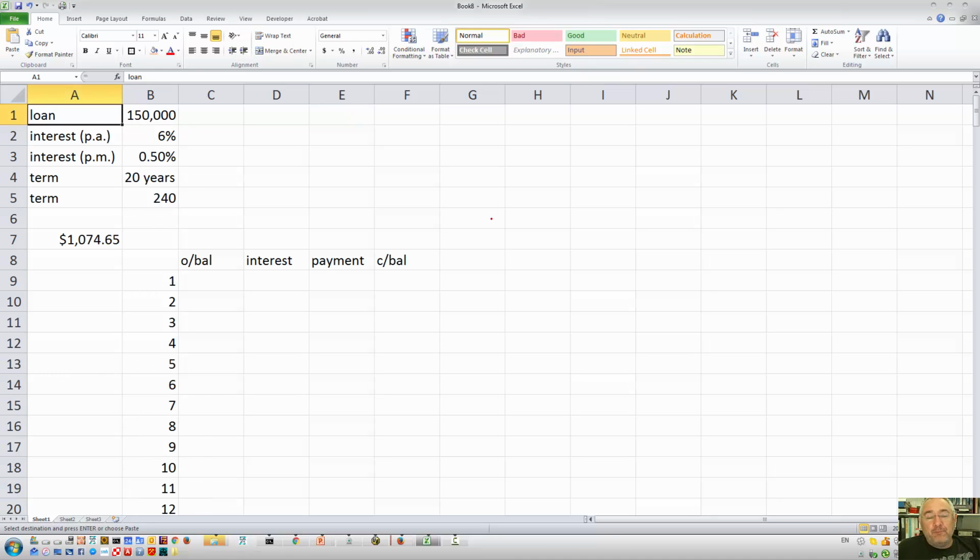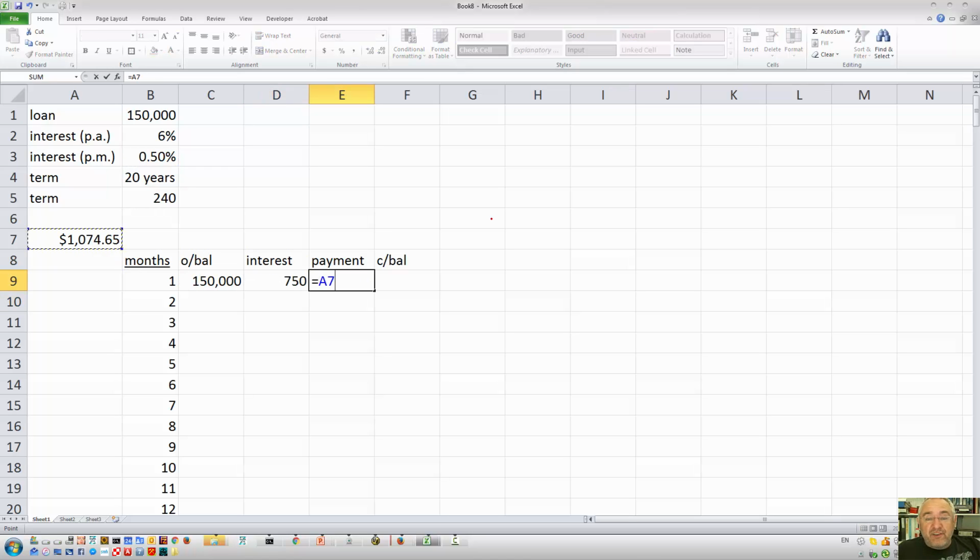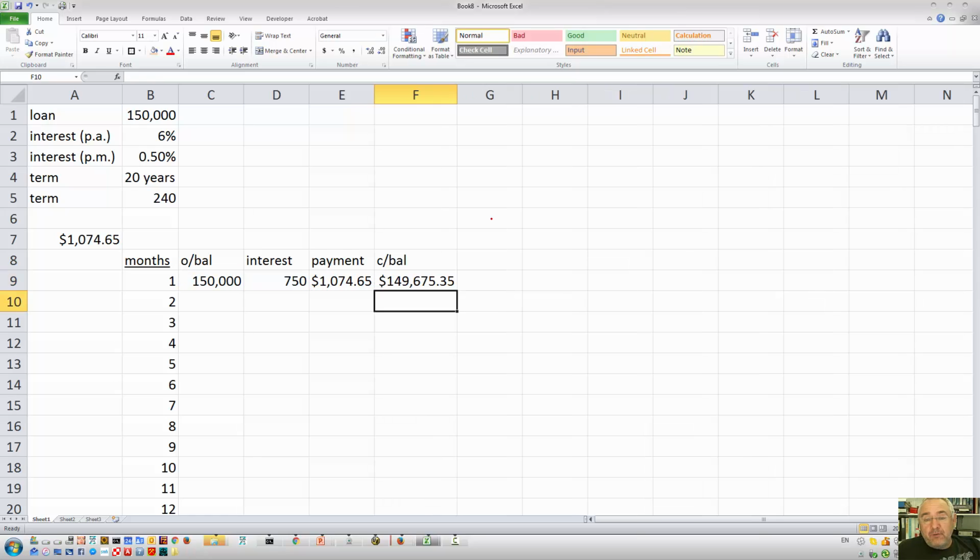Okay, there's 240 months. This is going to be a long table. The opening balance is the amount that we borrowed. The interest is the monthly interest rate times the opening balance for this month. Remember, these are all months, right? The payment is what we've just worked out. And the closing balance is the opening balance, add the interest, take off the payment.